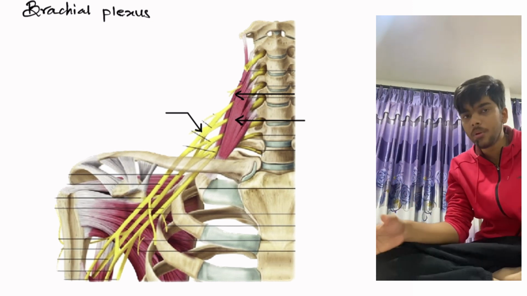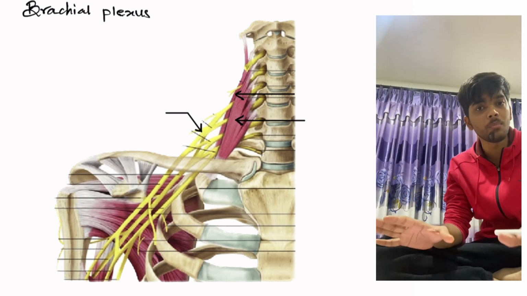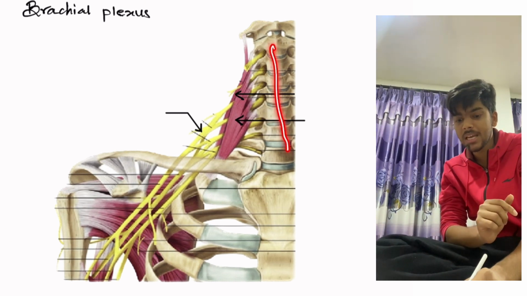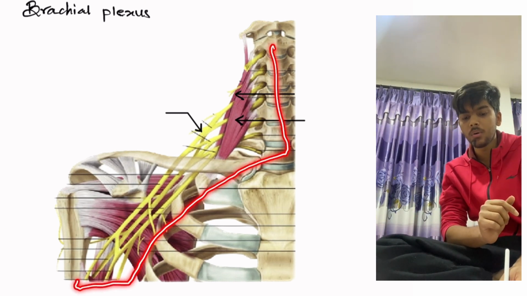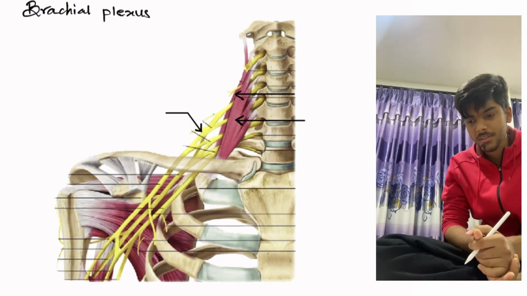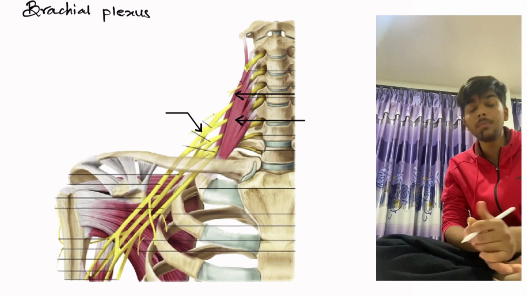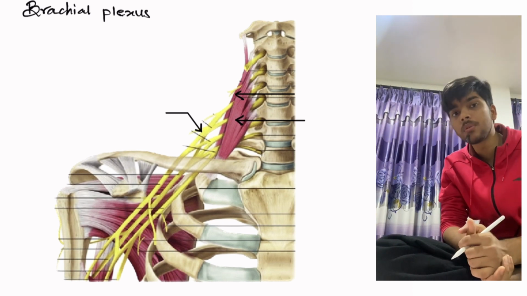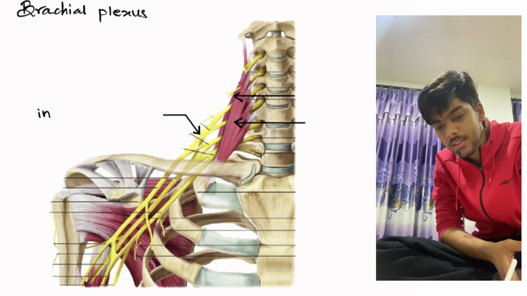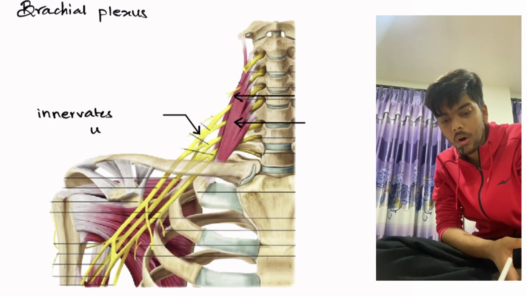But before getting into it, there are a few things that I want to share about brachial plexus. First thing, this network or meshwork of nerves that you see is the brachial plexus. And brachial plexus is responsible for supplying your upper limbs. So basically, brachial plexus innervates the upper limb.